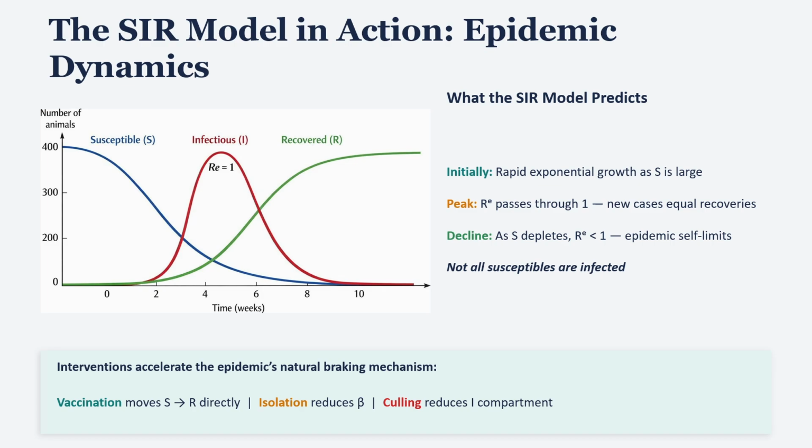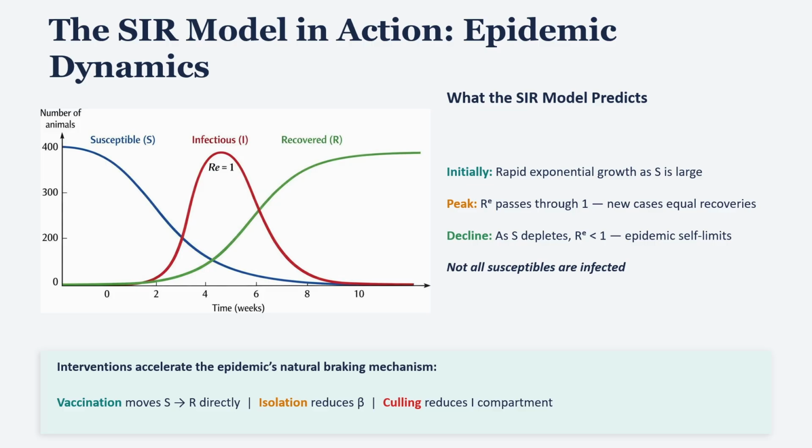The epidemic ends before all susceptible animals are infected. Even at the peak, there are still many susceptibles in the population. The epidemic stops because RE has fallen below 1, not because there are no more susceptibles. This is the epidemic's natural breaking mechanism. The depletion of the susceptible pool drives RE below 1 and self-limits spread.